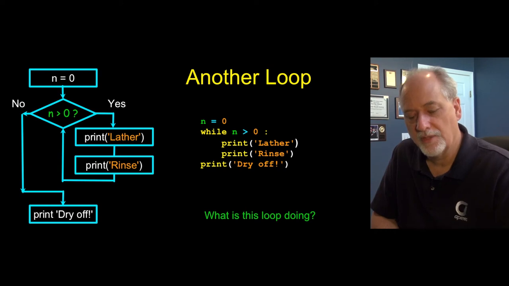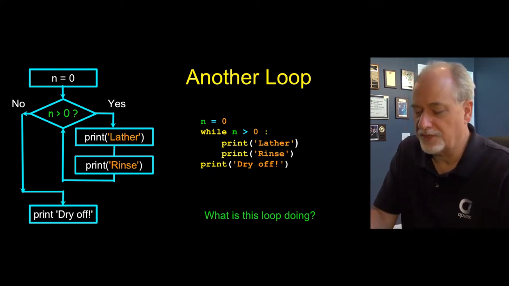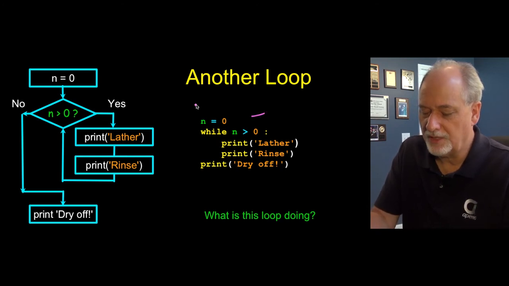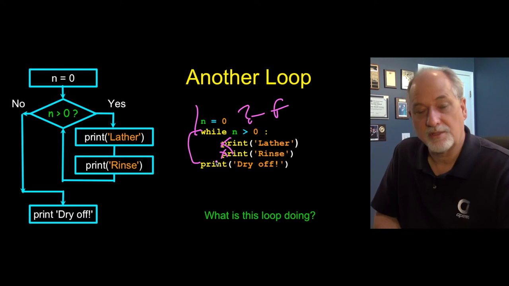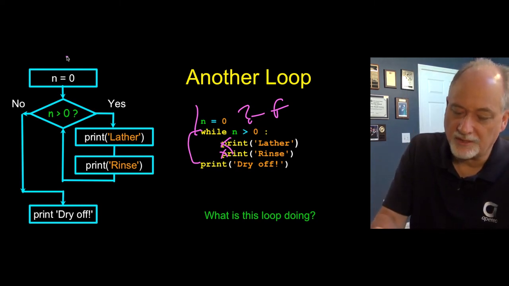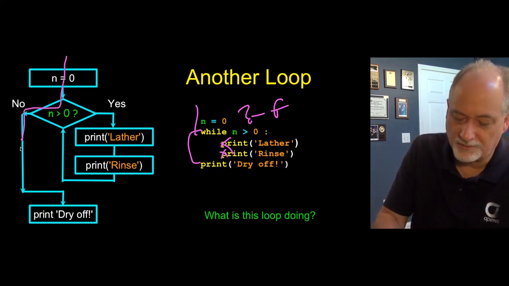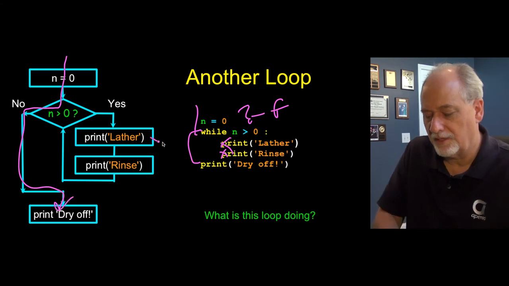Now here's a different loop, and this one demonstrates a different idea. In this case, we start out with n is 0, and it comes in here, and is n greater than 0? Question mark, and the answer is false. So it skips it. It doesn't run these lines of code at all. And so this loop doesn't run at all, because it comes in, asks the question, it says no, and then it skips right around it. So never run, never run.